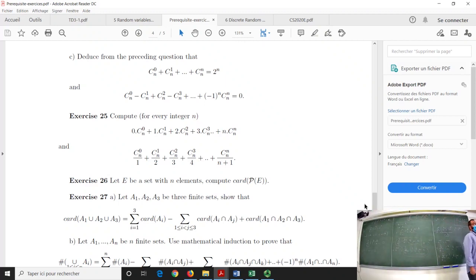Do you have some questions? So here it's just to use several times what I have proved in the question B, taking particular values for A and B, because something I have proved before is true for any A and any B. So I have the right to choose A and B as I want, and I can deduce from particular choices these relations.